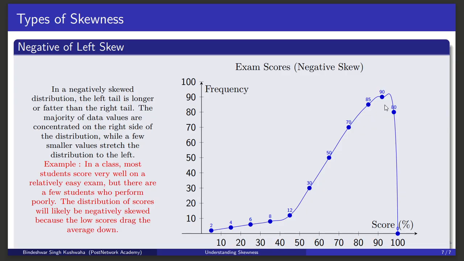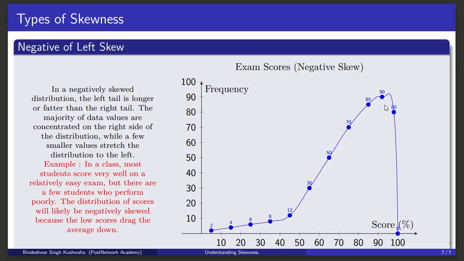An example will clear everything. In a class, most students score very well when the exam is easy, but there are still some students who do not perform well or perform poorly. The distribution of scores will likely be negatively skewed because the low scores drag the average down. So, a negatively skewed distribution has a longer left tail, where most values are on the right.